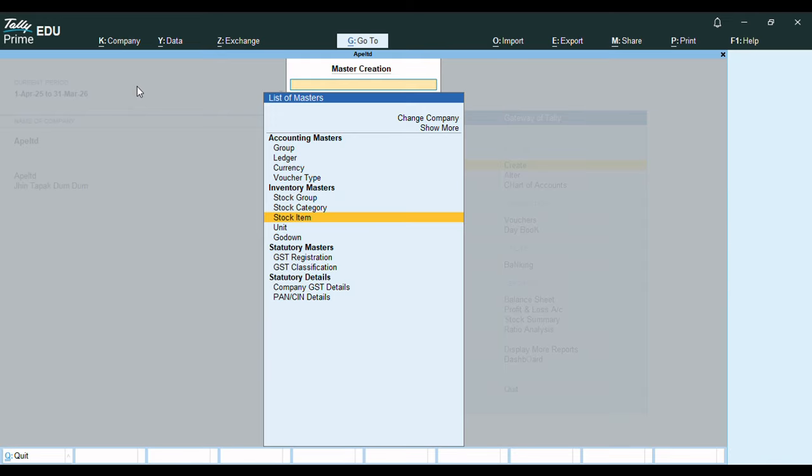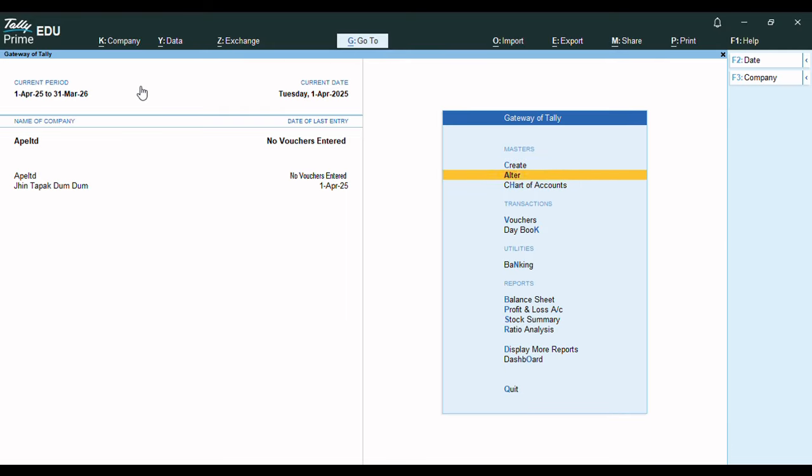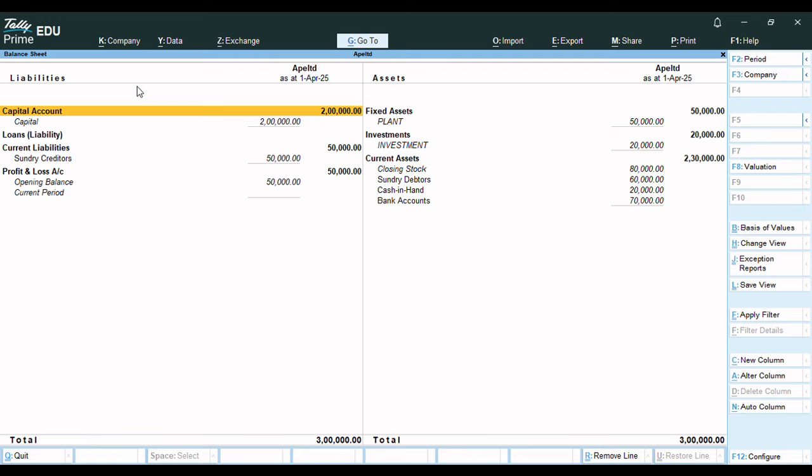So can we again check the balance sheet? Yes, balance sheet, and Alt F5 is for the detailed balance sheet. Now you can check there is no difference in assets and liability sides. That means we have entered our balance sheet correctly. Okay, so next, after entering the whole, second is we will go to the voucher entry.